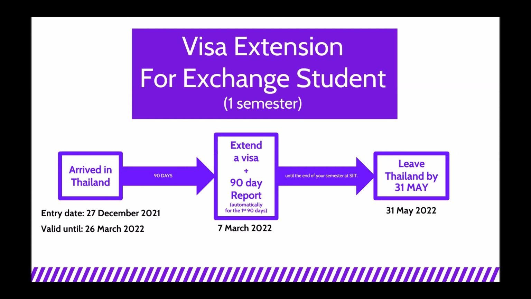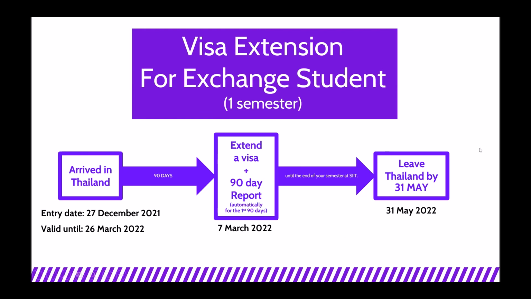I'm not sure if it is possible to extend the visa with another type of visa, for example, the tourist visa. I don't have this information, but it is your responsibility to get this information by yourself if you would like to stay longer. Normally for the student visa, you can stay in Thailand until the 31st of May.